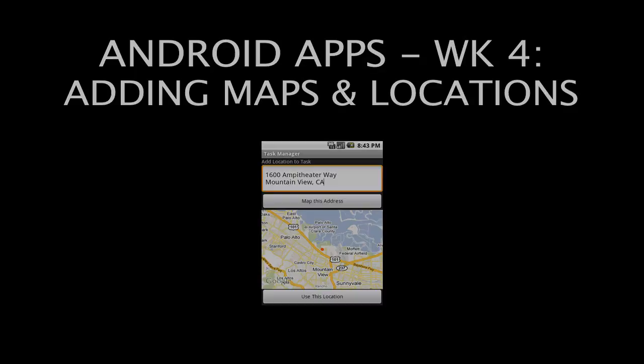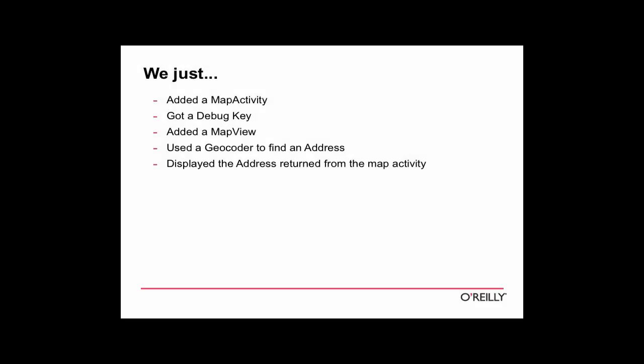In this fourth iteration, we added a map activity. We got the debug key set up in the code. We added a map view. We used a geocoder to find an address, and then we displayed that address on the map activity. And then, of course, we also returned it to the calling activity.